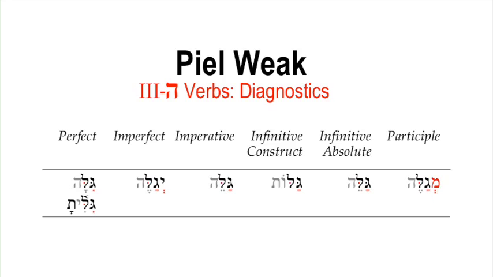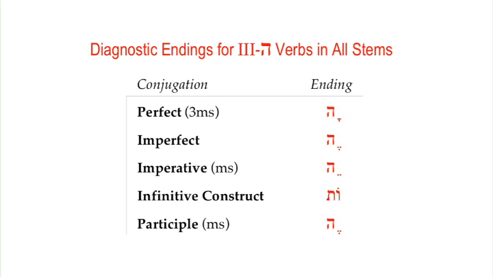You'll see in the perfect, the imperfect, the imperative, infinitive construct, infinitive absolute, and participle, all of the strong verb diagnostics are present. But I want to point out on this screen that in addition to the regular strong verb diagnostics, you're also going to see highlighted in gray those features unique to the third hey weak verb category. That is, those distinctive endings that are diagnostic of the third hey verbs. You'll see on your screen in the next slide a summary of those endings.